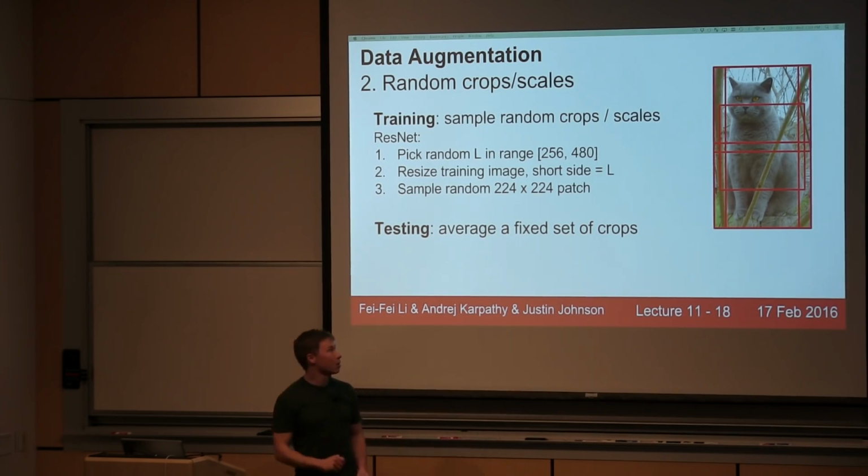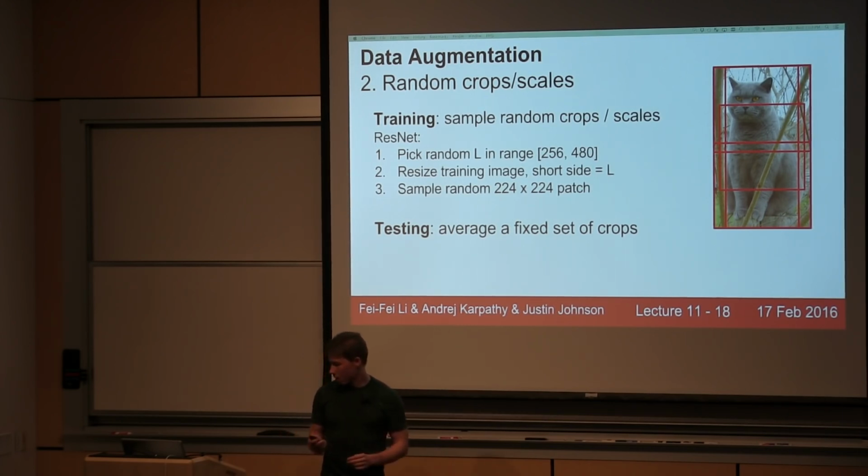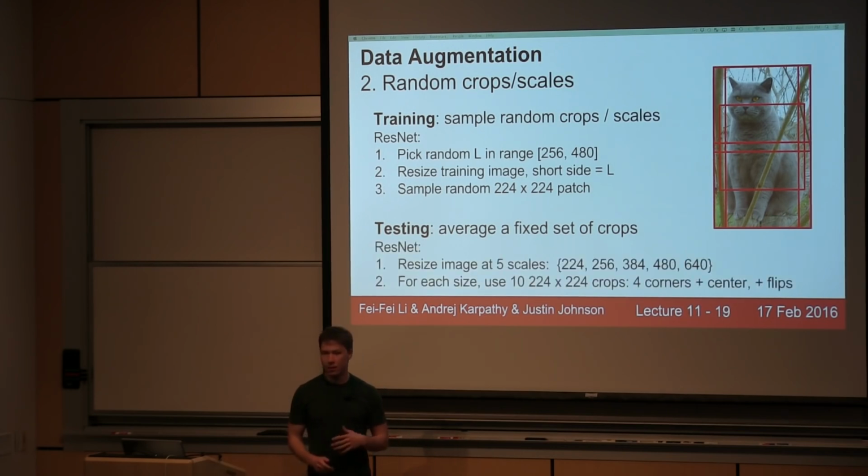Very commonly, you'll see 10 crops. You'll take the upper left-hand corner, the upper right-hand corner, the two bottom corners, and the center. That gives you 5. Together with their horizontal flips gives you 10. So you'll take those 10 crops at test time, pass them through the network, and average the scores of those 10 crops. ResNet actually takes this one step further, and they actually do multiple scales at test time as well. This is something that tends to help performance in practice, and again, very easy to implement, very widely used.